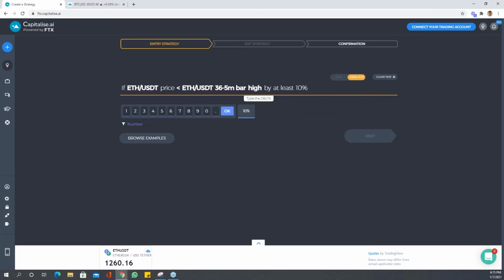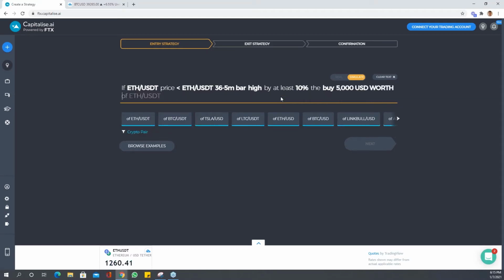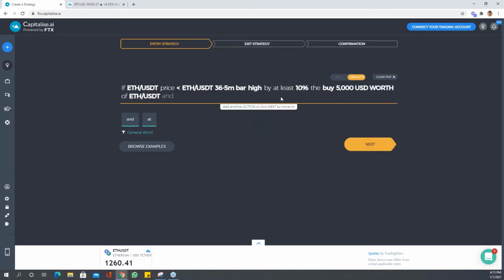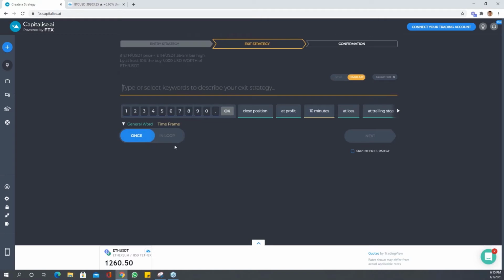So we're saying that if the price of ETH USDT drops below the 3-hour bar high by at least 10%, then buy, let's say, 5,000 USD worth of ETH USD. That's a fairly simple strategy to run. We're going to click next here, and you're going to notice this time you can actually loop the strategy. So if you're going to simulate the strategy or run it live, you can loop this.